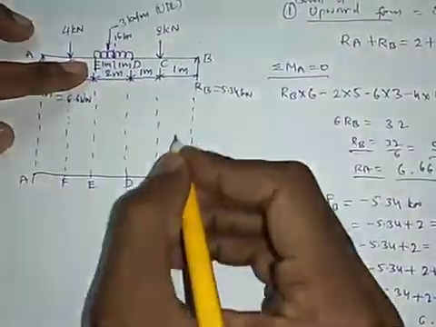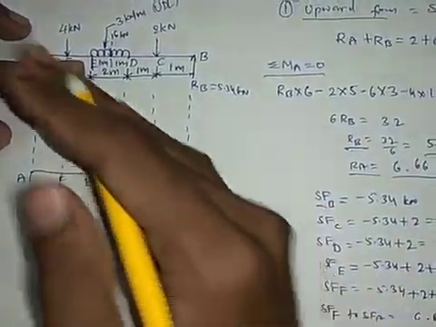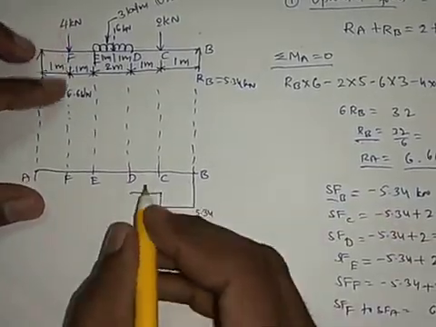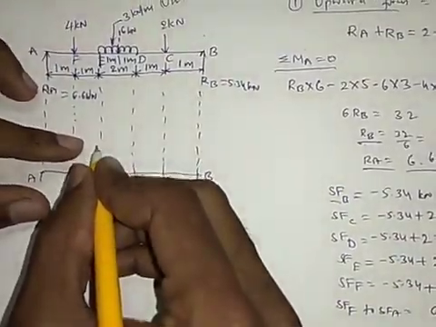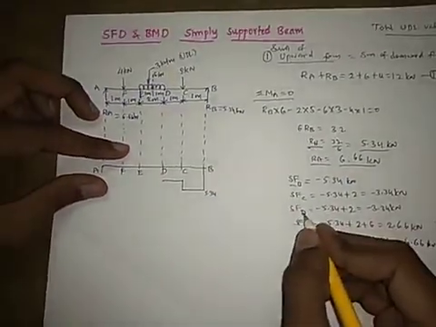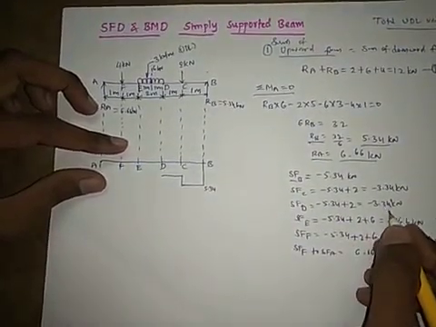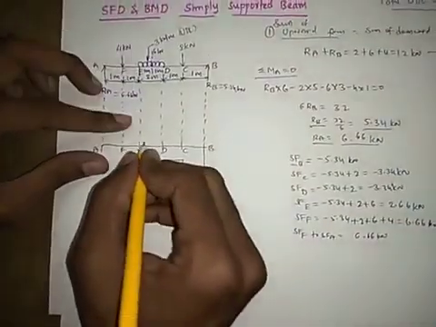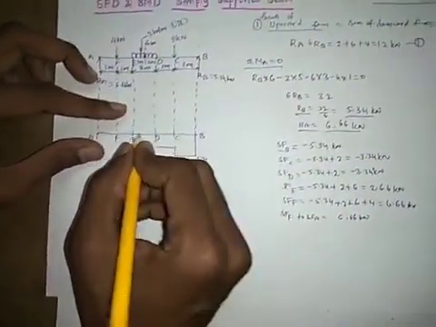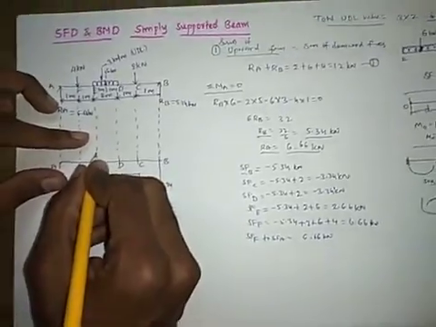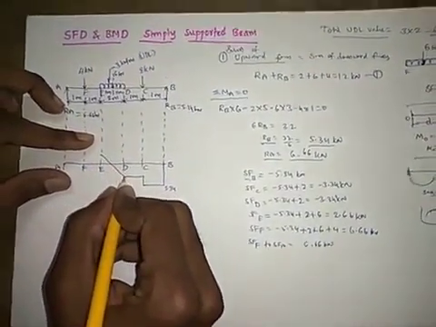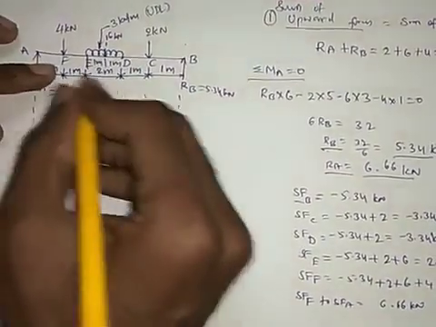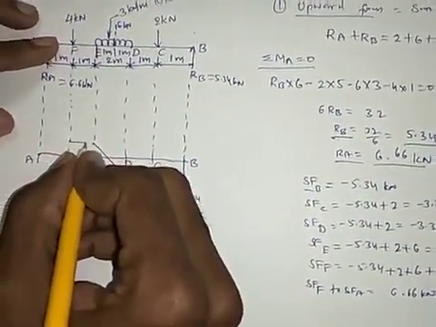Represent the UDL with an inclined line, because it is gradually increasing from D to E, so indicate it in that manner only. At D the value is minus 3.34, and because of the action of the UDL it comes to plus 2.66. So 2.66 is this much, and join these 2 points with an inclined line to indicate the UDL. So this is plus 2.66, and from E to F no force is there, it continues.